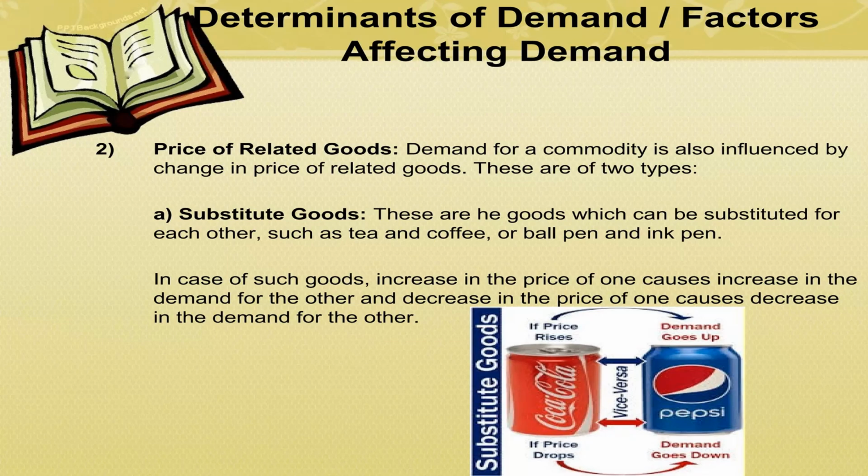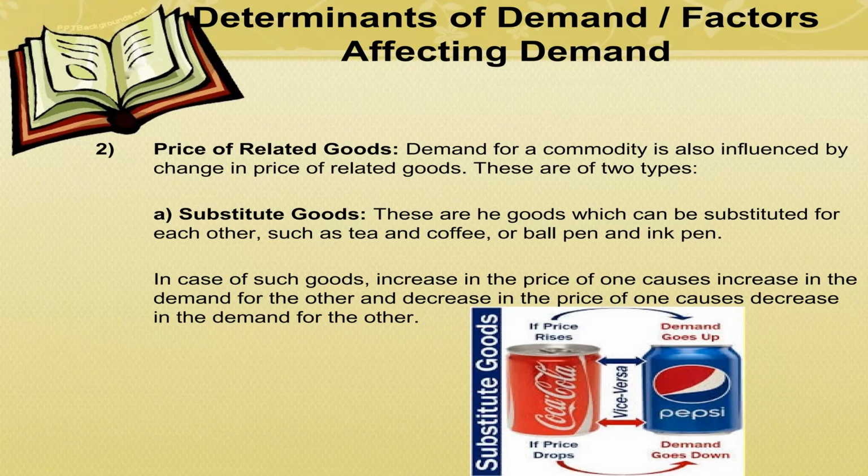Next is the price of related goods. Before discussing the price of related goods, we need to know about the related goods. Related goods are of two types: substitute goods and complementary goods. Substitute goods are those goods which can be substituted in place of one another. For example, tea and coffee, Coke and Pepsi, etc.